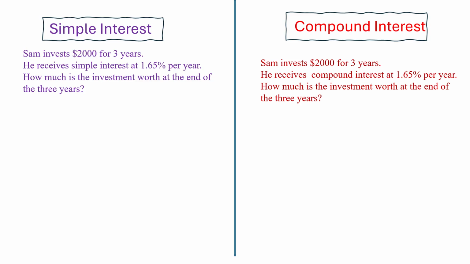Let's look at simple interest first. Sam invests $2,000 for 3 years. He receives simple interest at 1.65% per year. How much is the investment worth at the end of 3 years?